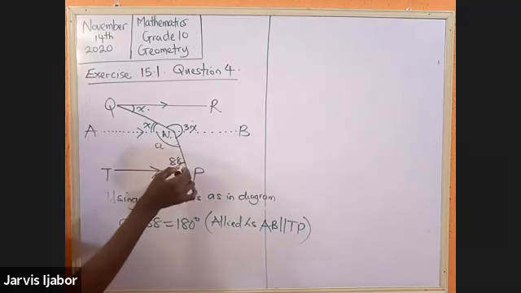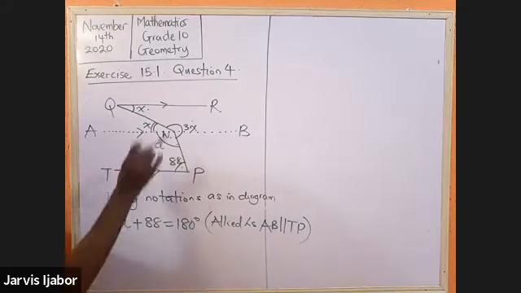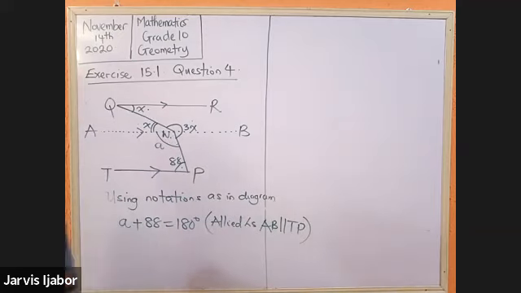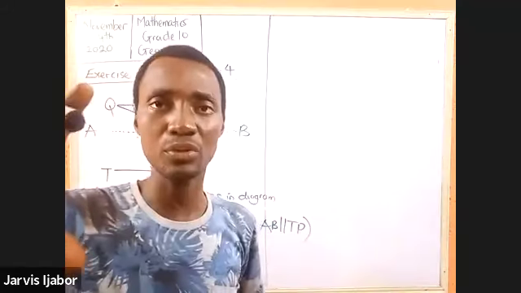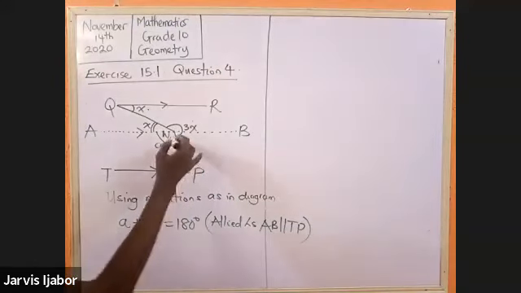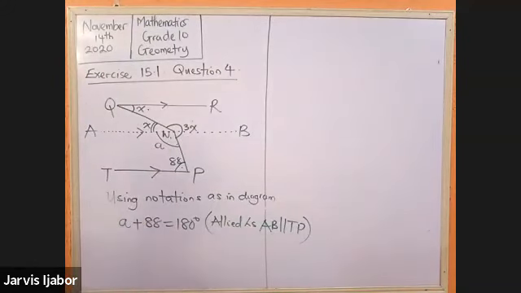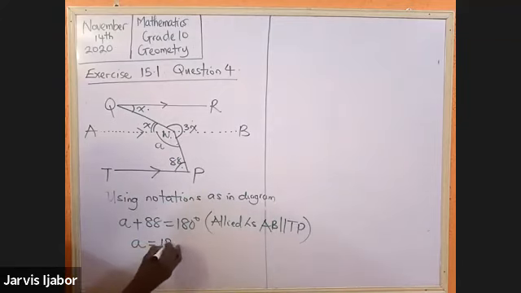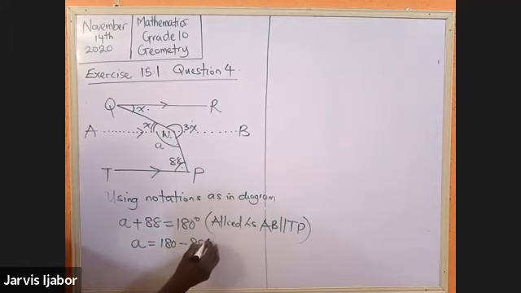This angle plus this angle are allied angles, or what are called co-interior angles. So this angle plus this angle will give us 180 degrees. So A will now be 180 minus 88 degrees.